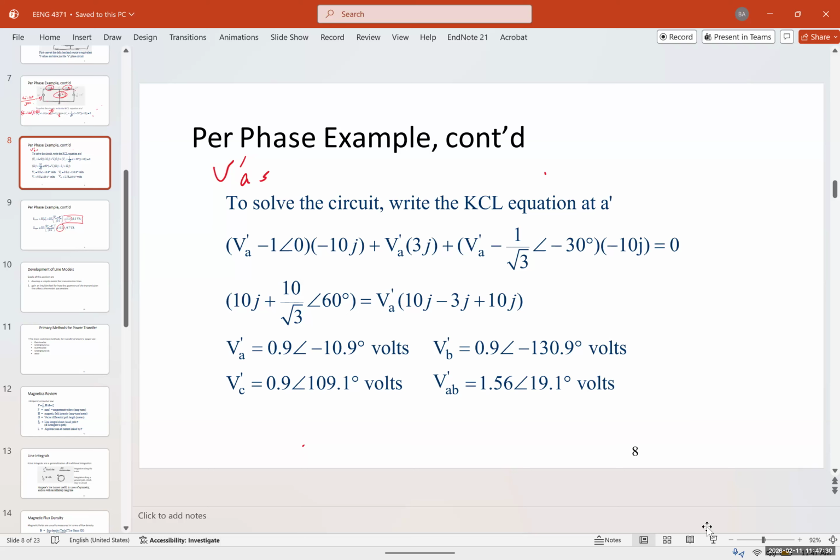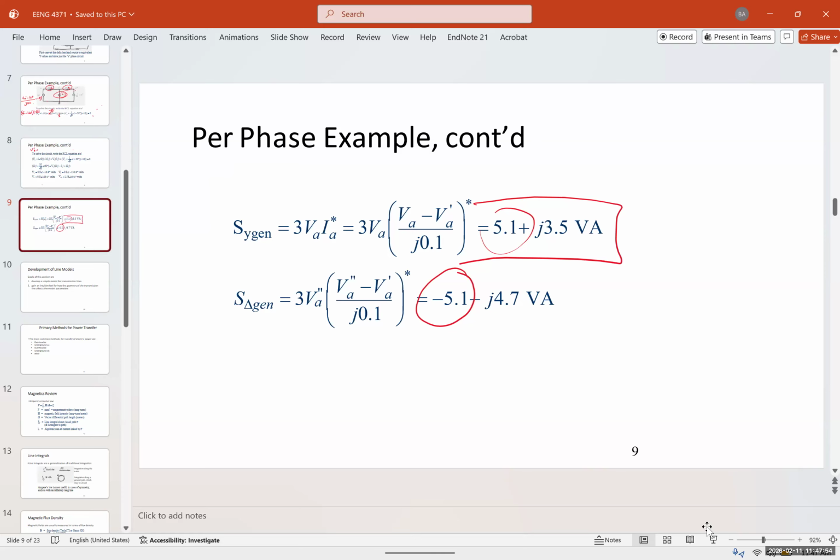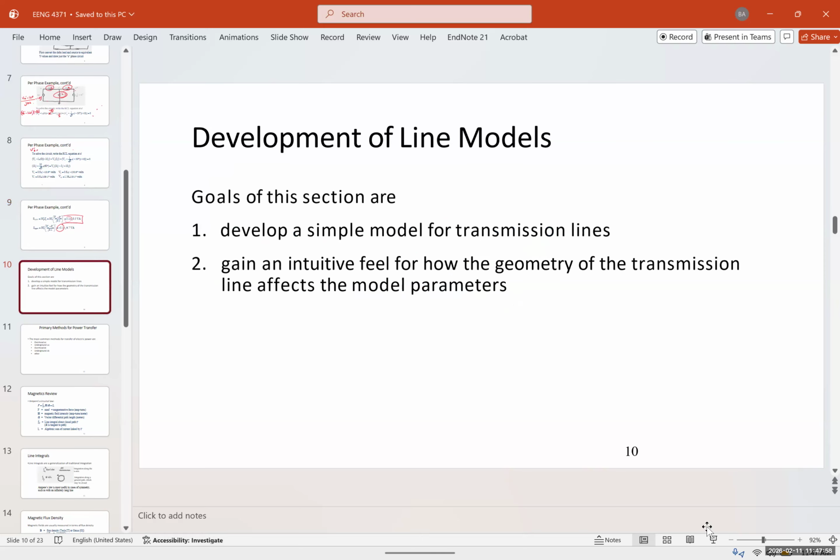I'll make this a homework and give you this as a homework. So what you did right now is going to be attendance, and if you solve it partially, I'm going to give you the full grade, but I'll give you this as a homework for this weekend. You need to solve all V prime A, V prime B, and also the Y and delta power.